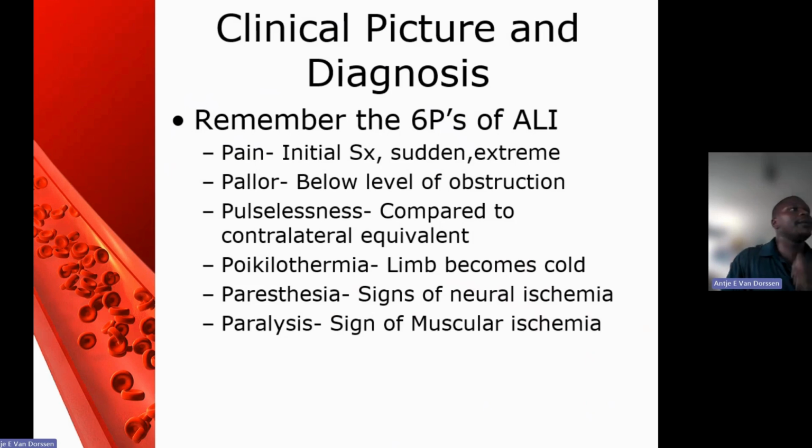Usually these patients, when they come in, will complain of pain. It's usually the initial symptom, and it's quite sudden and extreme. They also have paleness, especially below the level of obstruction, and pulselessness compared to the contralateral equivalent. They will have a cold periphery of the affected limb, and also sensation impairment because of neural ischemia. Eventually they will have paralysis because the muscles are also dying from not getting blood supply.